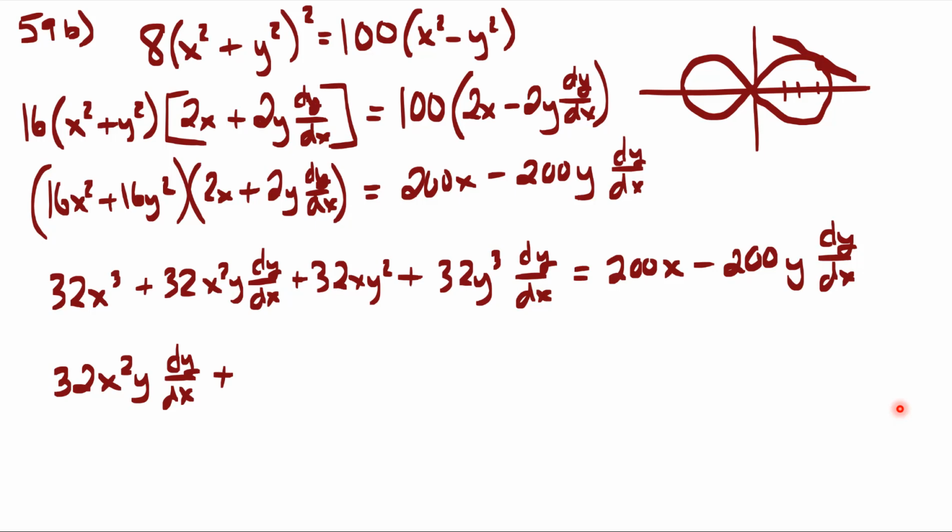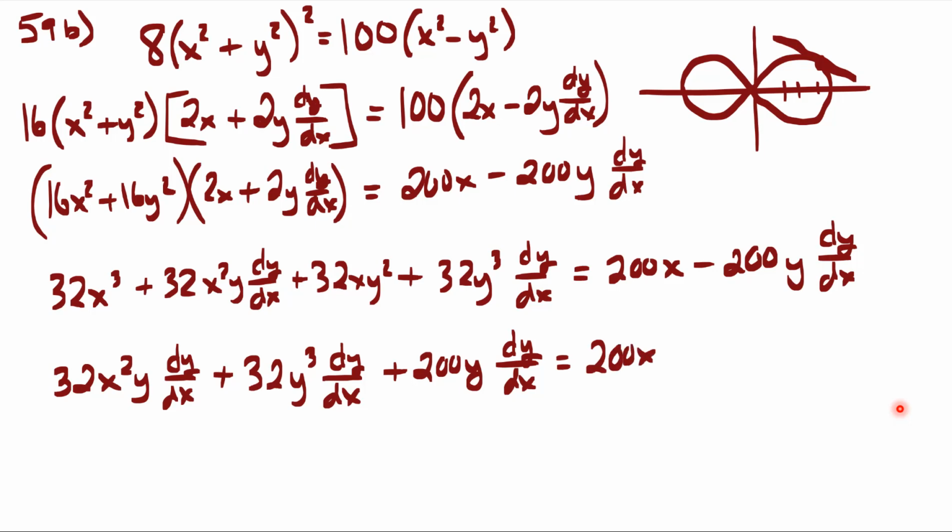So that stays because that was already on the left. That stays because that was already on the left. Let's move the 200 over. Voila. Now every single term here has a dy/dx. On the other side, the 200x stays, but everything else that doesn't have one moves over. This guy moves over, this guy moves over. And we know we're going to factor out a dy/dx, right?